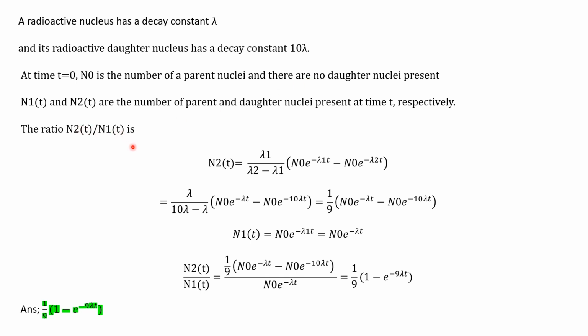So let's see. We know the formula N2(t) is equal to lambda 1 upon (lambda 2 minus lambda 1) times N naught times (e to the power minus lambda 1 t minus e to the power minus lambda 2 t). And N1(t) is equal to N naught e to the power minus lambda 1 t. So by putting the values of lambda 1 and lambda 2 in the formula, we get that N2(t) by N1(t) will be 1 by 9 times (1 minus e to the power minus 9 lambda t).